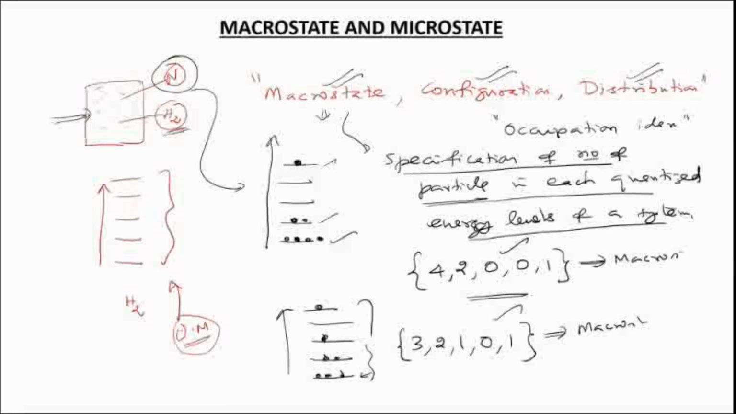A macrostate is the specification of the number of particles. Students, listen carefully. Here, the particles can be atoms or molecules. I'm using the general term particle. So it is a specification of the number of particles in each energy level of a system. This is what we call a macrostate. It is also called configuration and sometimes distribution. Now, what is meant by microstate?